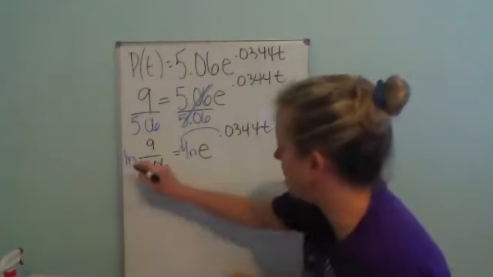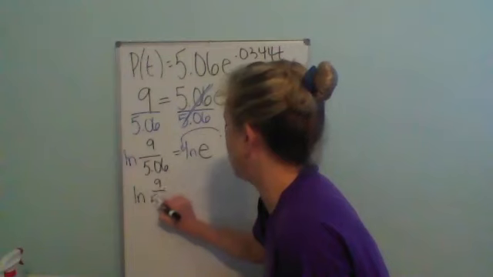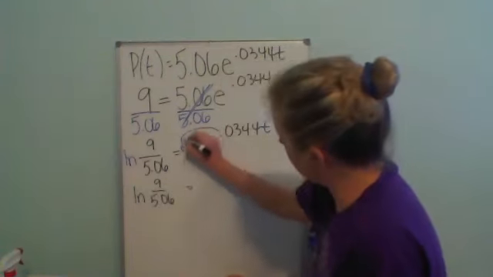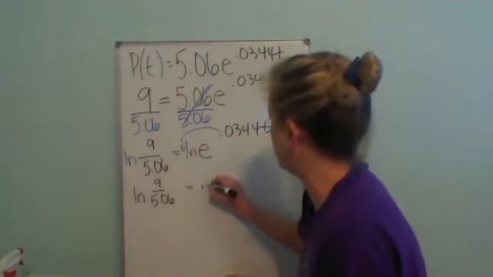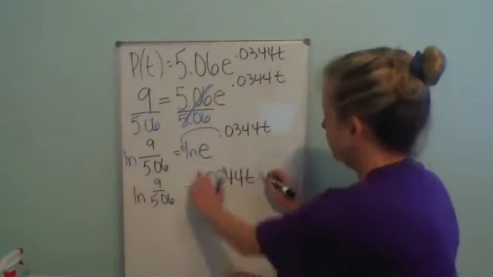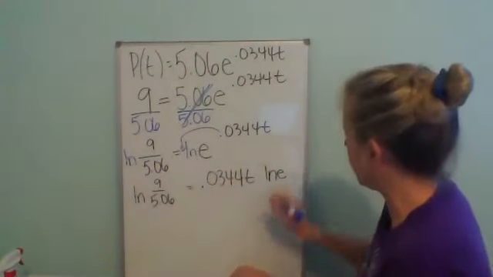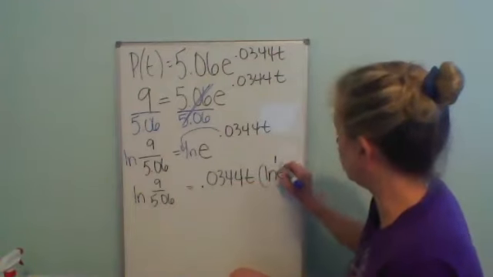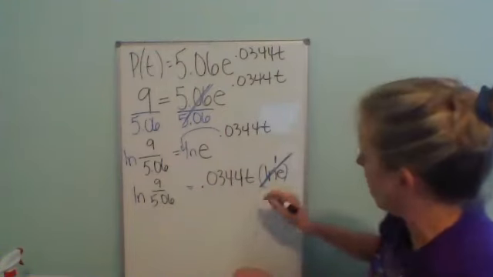So let's see, what do we have on the left? We still have ln of 9 over 5.06 equals. Remember, when we natural log this side, it brought this down. So now I have 0.0344t came down in front. I still have the ln e, but ln e is equal to 1. So if you multiply this by 1, it doesn't change it. So I don't even need that. That's gone away.